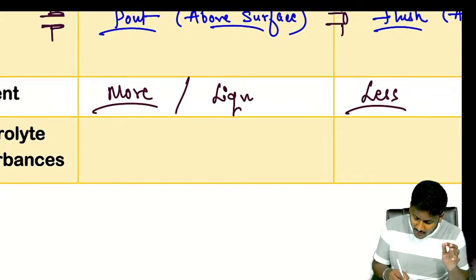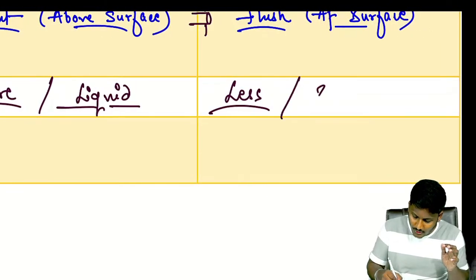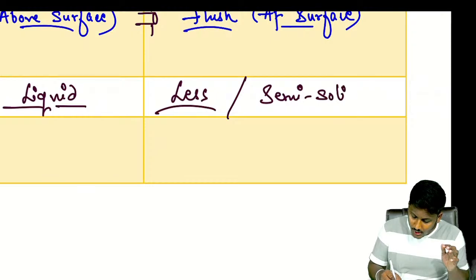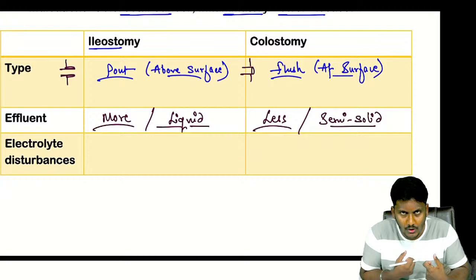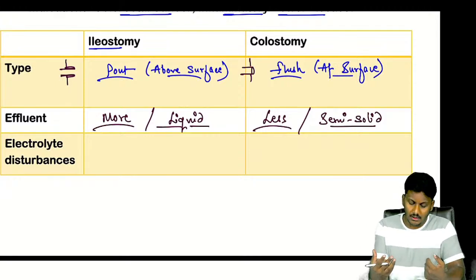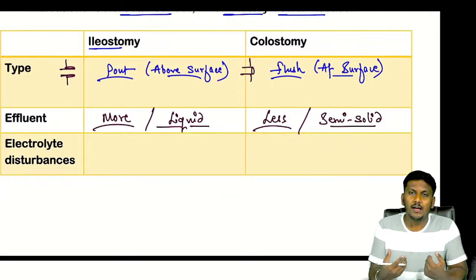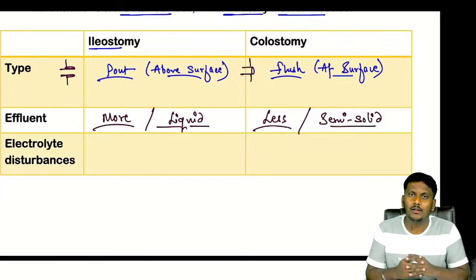Okay, so definitely it will be liquid in nature, the effluent which is coming out, whereas in patients of colostomy beta, it is going to be semi-solid in nature. Reason beta, as I've told you, in colostomy beta, there will be a lot of absorption of water from that effluent. That's the reason semi-solid material will come out. But ileostomy se bahar agar aata hai beta, so obviously beta, the water absorption would not have taken place, and therefore there will be a lot of water or liquid inside the effluent.